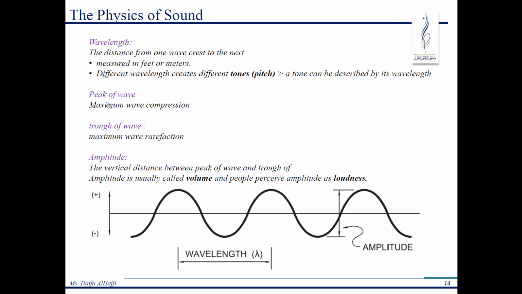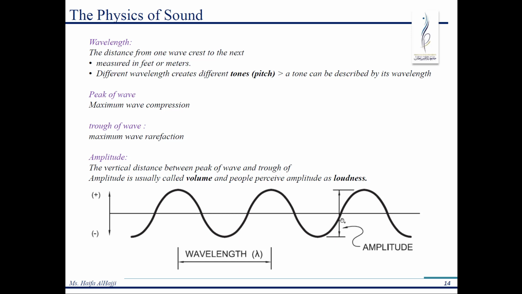First I'll talk about the peak of the wave. The peak of the wave, like I told you, is the top of the compression. The trough of the wave is the lower part, and the amplitude is the loudness or the volume. Now there's a difference between amplitude, volume, and loudness. Amplitude and volume are almost the same. They are the objective number of the sound amplitude. I'm not going to say loudness, sound volume.